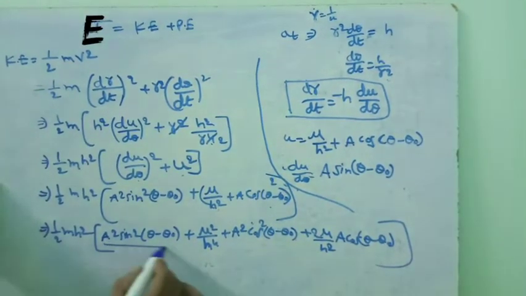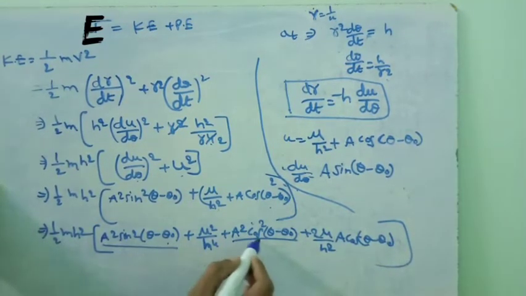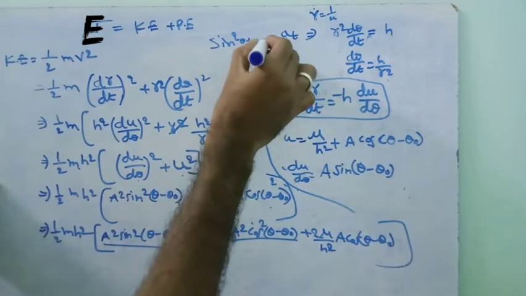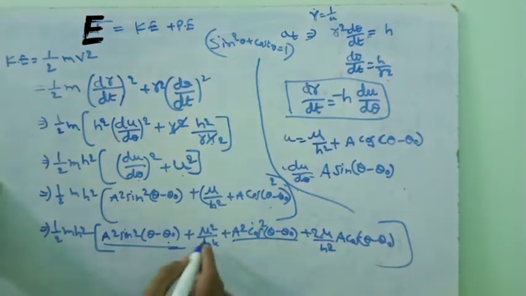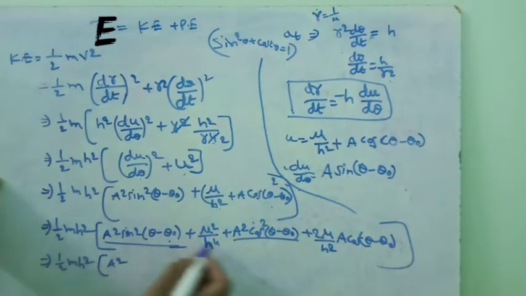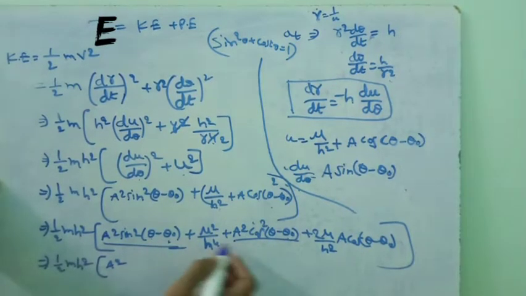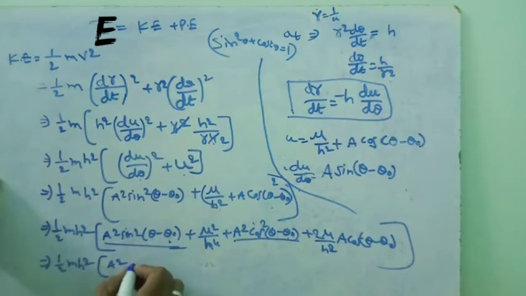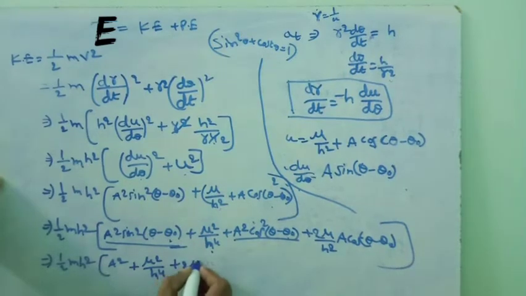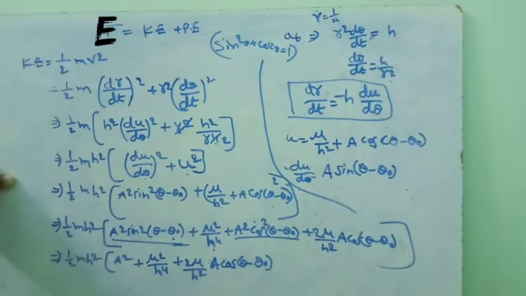Here we observe a square sin square theta minus theta naught and a square cos square theta minus theta naught. If we take a square common, it becomes sin square theta minus theta naught plus cos square theta minus theta naught, which is equal to 1, since sin square theta plus cos square theta is equal to 1. So these two values become a square. So a square remains, plus mu square by h power 4, and this value 2 mu by h square a cos theta minus theta naught. This is the kinetic energy.